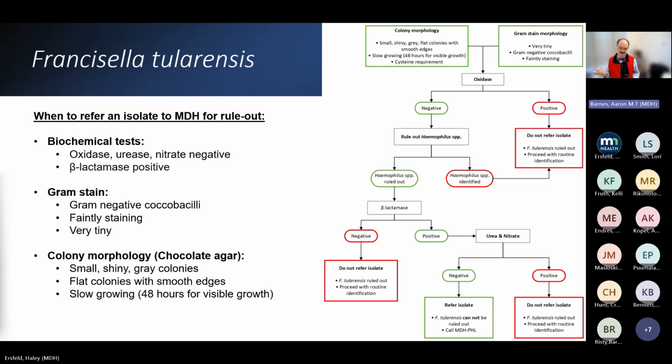So rule out for this is not that dissimilar really from Brucella, but again, you're looking for small flat colonies, slow growing, usually 48 hours or more, requires cysteine, very tiny gram-negative, primarily coccobacilli, but can be sort of pleomorphic. And the staining is kind of either junky or pretty faint. And then you just sort of move down through your oxidase, make sure it's not H. flu, and proceed from there.